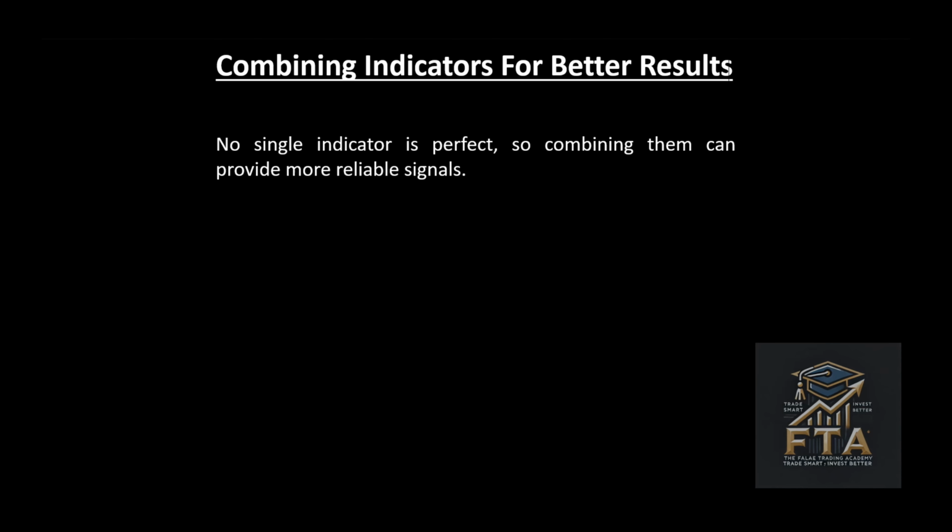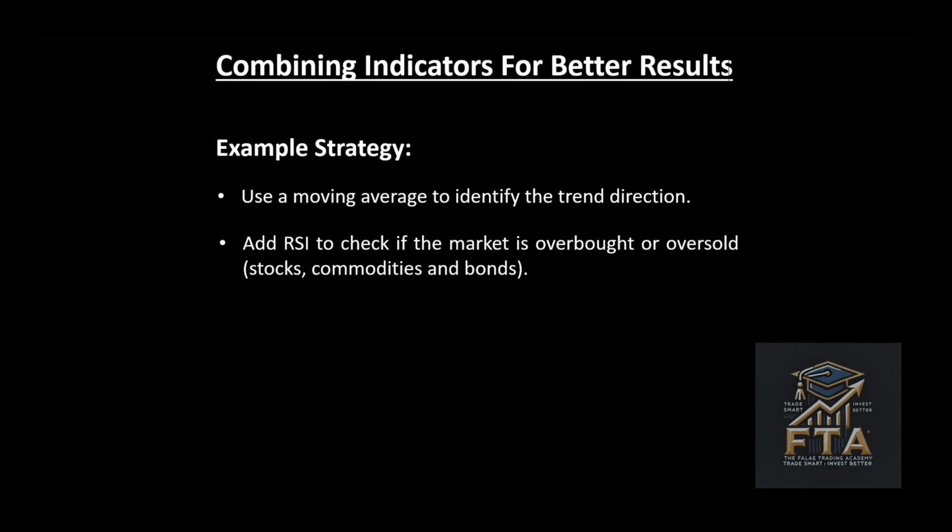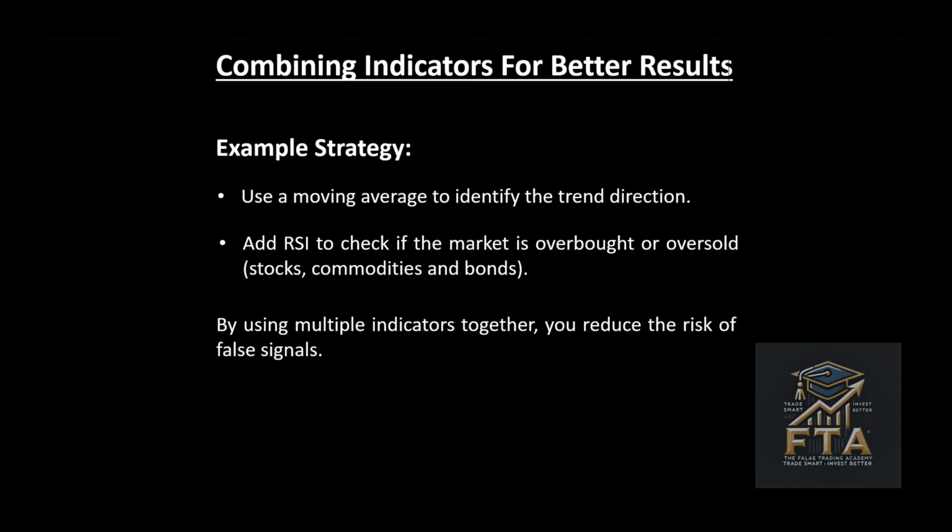So, combining indicators for better results. We've spoken about individual indicators, and no single indicator is perfect, so combining them can provide more reliable signals. This is how I trade. An example strategy could be to use a moving average to identify the trend direction, and then you add RSI to check if the market is overbought or oversold, in stocks, commodities, and bonds. And by using multiple indicators together, you reduce the risk of false signals.